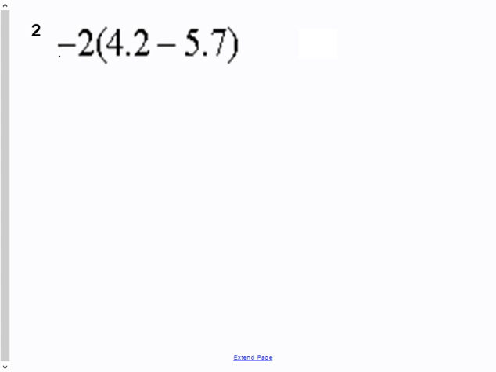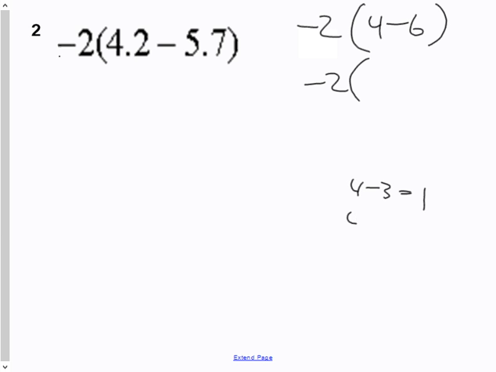Question number 2, I'm going to estimate first. So I'm going to go negative 2 multiplied by 4 not 4 decimal something, but 4 take away 6. That is going to be negative 2 multiplied by, now 4 take away 3 equals 1. 4 take away 4 equals 0. 4 take away 5, we're getting into negative numbers, and 4 take away 6 is equal to negative 2.